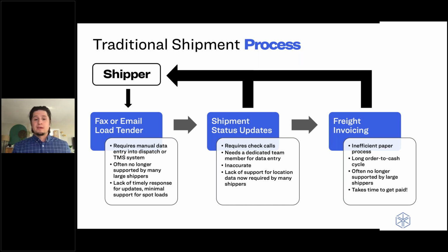This method is often no longer supported by many large shippers, and it lacks support for timely responses, shipment updates, or spot loads. Once the load is on the move, shipment status updates are going to be required by the shipper. This is done through check calls mostly, which are time consuming, and they don't often provide accurate location data, nor do they provide the support for GPS location data like latitude and longitude that's often required by many shippers in this day and age.